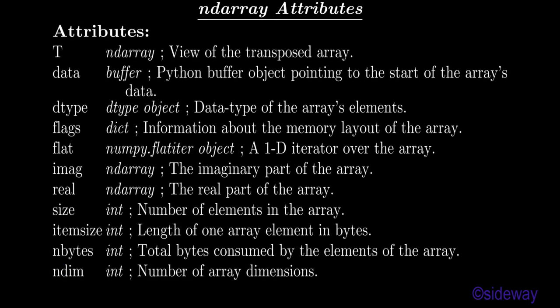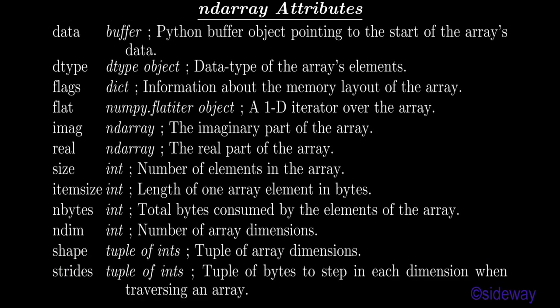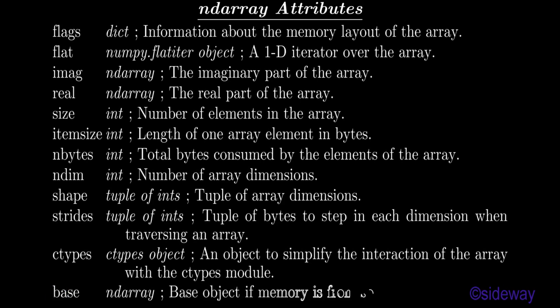Ndim, int, number of array dimensions. Shape, tuple of ints, tuple of array dimensions. Strides, tuple of ints, tuple of bytes to step in each dimension when traversing an array. Ctypes, ctypes object, an object to simplify the interaction of the array with the ctypes module. Base, ndarray, base object if memory is from some other object.